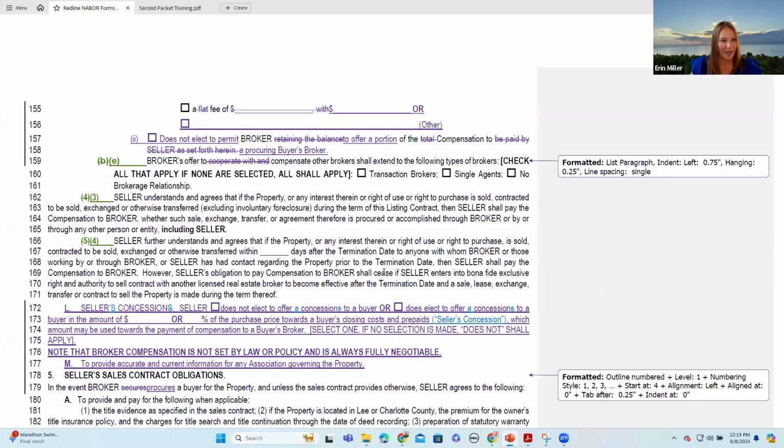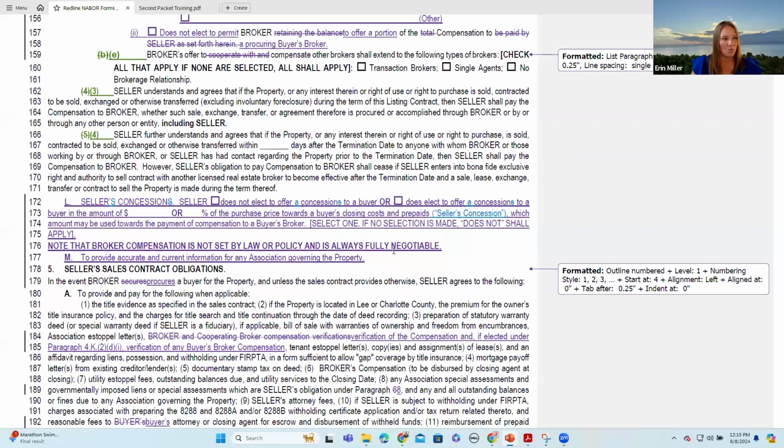Okay, the next section I have here is line 172 to 173. Here, the seller has the opportunity to elect to offer concessions. Think of concessions as credits in a sales contract, concession from seller to buyer. So the first option is seller does not elect to offer a concession to a buyer, or they do elect to offer a concession to a buyer in the amount of, and you either insert a dollar amount or a percentage of the purchase price that goes towards the buyer's closing costs and prepaids.